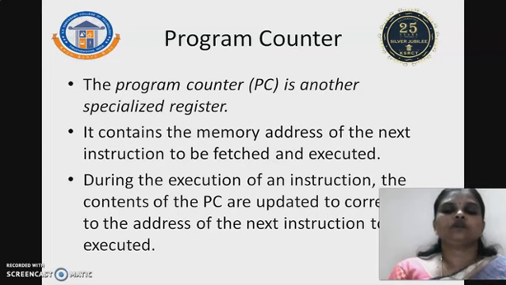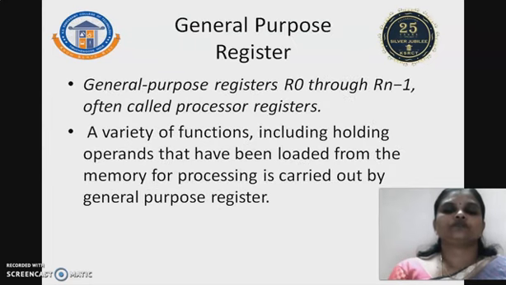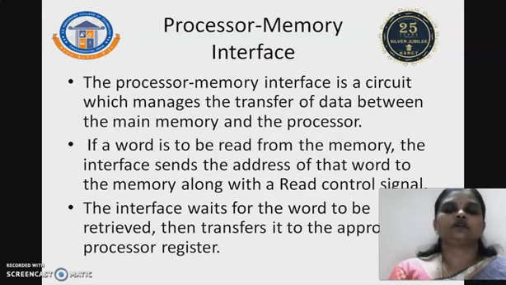Whenever an instruction is being fetched from the memory, the program counter value is incremented. General purpose registers are normally represented as R0 to Rn-1. They serve a variety of functions, including holding the operands that have been loaded from the memory, and these registers help in storing intermediate values.